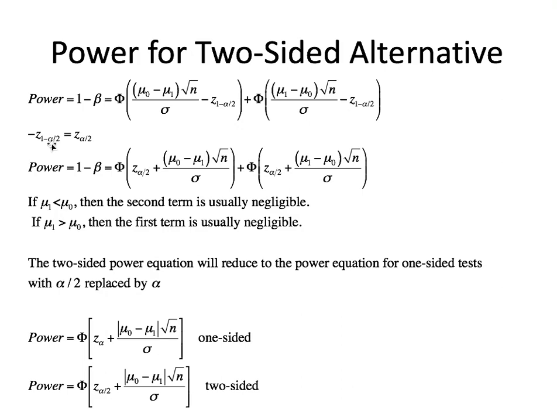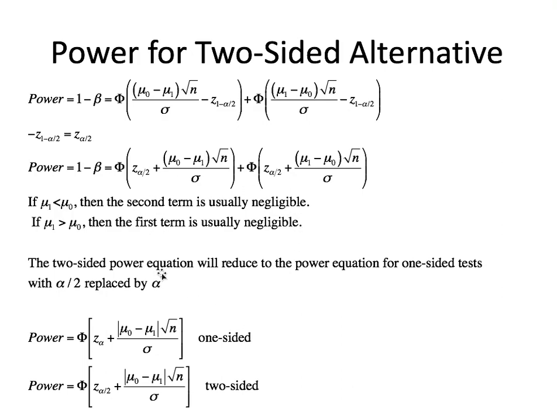And then we're going to make a substitution here. We're going to replace z 1 minus alpha over 2 with the negative of z 1 minus alpha over 2, which is z alpha over 2. And we do that in these 2 terms here. Whenever mu1, the mean of the underlying alternate hypothesis, is less than the mean of the underlying null hypothesis, whenever mu1 is less than mu0, then the second term is negligible. But if mu1 happens to be bigger than mu0, then the first term is negligible.